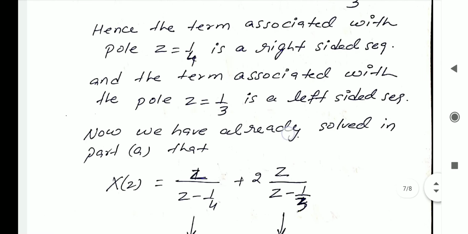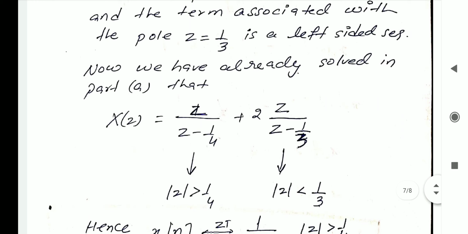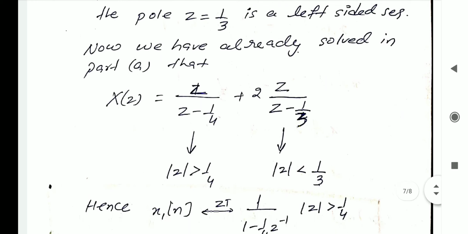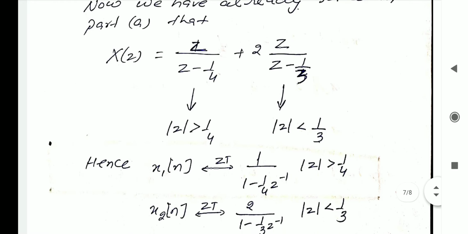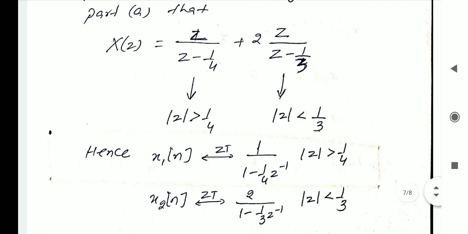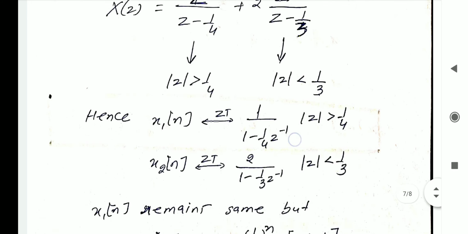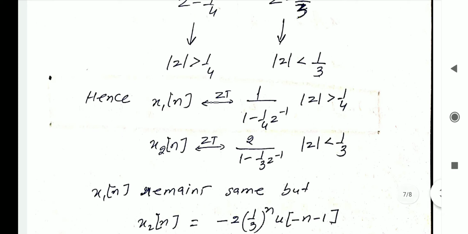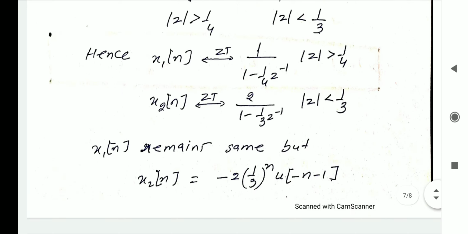We already have obtained the result of X(z), that is X(z) is z/(z minus 1/4) plus 2 times z/(z minus 1/3). This is for mod of z greater than 1/4, and this is for mod of z less than 1/3. Now X1(z) is 1/(1 minus (1/4)z^-1), where mod of z is greater than 1/4. X2(z) is 2/(1 minus (1/3)z^-1), where mod of z is less than 1/3.